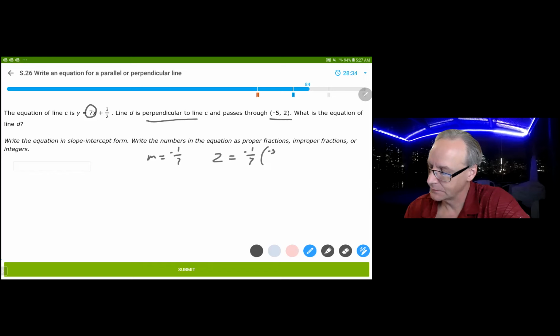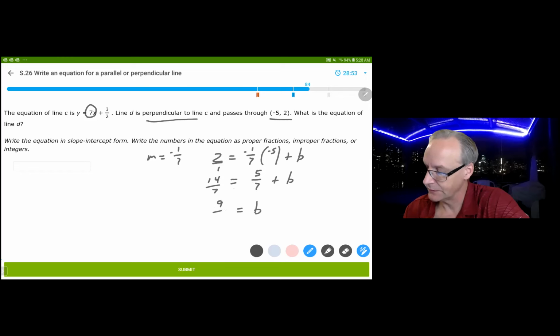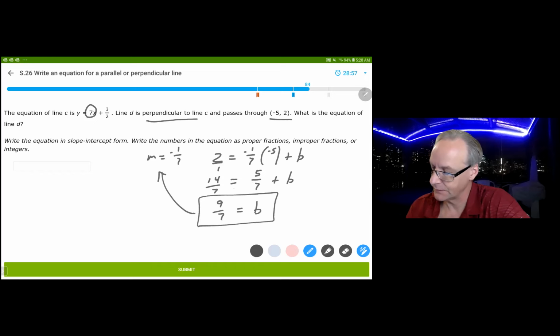mx plus b. So I'm going to have 5/7, which is positive, plus b. Now I need to put the 2/1 and change it to sevenths, so it's going to be 14/7. And then when we subtract the 5/7 from both sides, we get b is equal to 9/7. So it looks like we're done basically. There's our slope and there's our b.